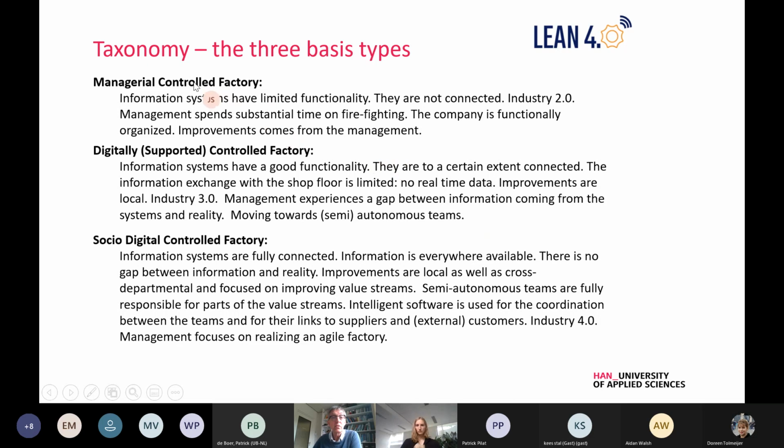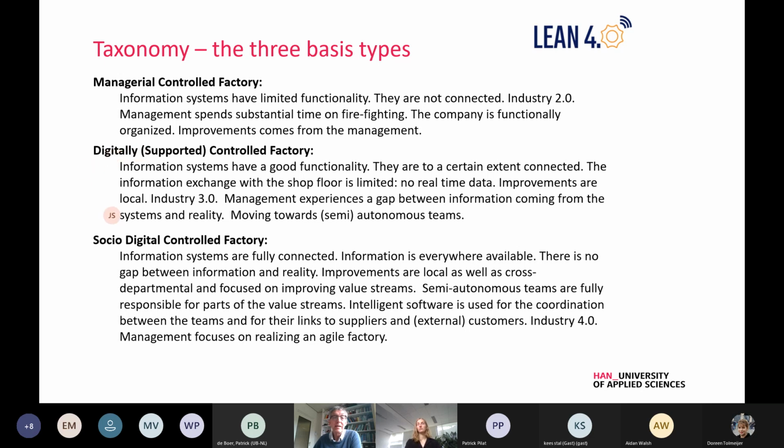But to be a little bit more precise, in the managerial controlled factory, the information systems have limited functionality. And they are also not connected. We say Industry 2.0, also not highly automated. Management spends substantial time on firefighting. So the company is functionally organized. Improvements come from the management. So that's what we see in companies that are not really using Industry 4.0 and are not using very much lean.